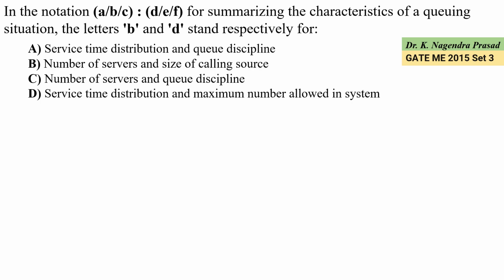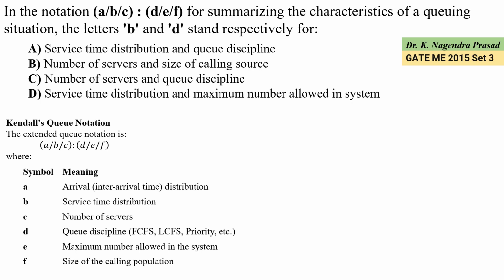Next question: in the Kendall notation A, B, C, D, E, F for summarizing the characteristics of a queuing situation, the letters B and D stand respectively for. So we know the Kendall queuing notation A, B, C, D, E, F, where A is the arrival distribution, B is the service time distribution, C is the number of servers, D is the queue discipline, E is the maximum number allowed in the system, and F is the size of the calling population.